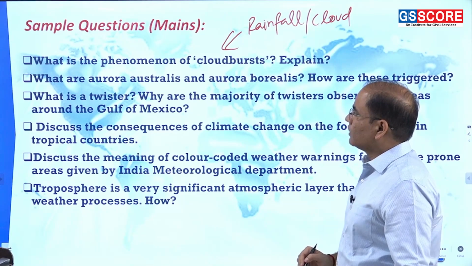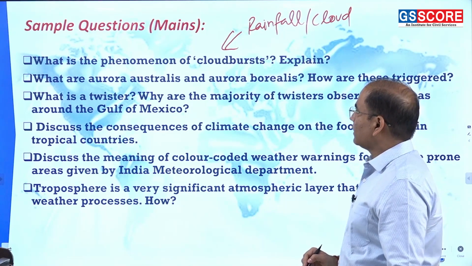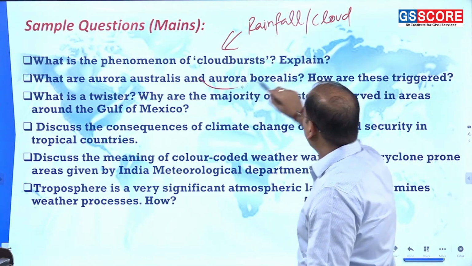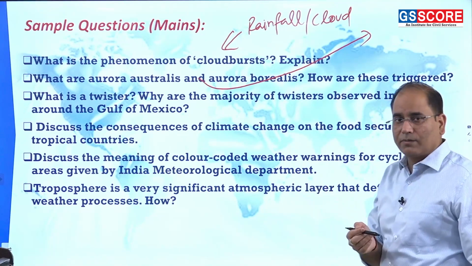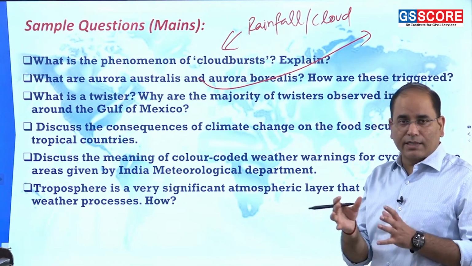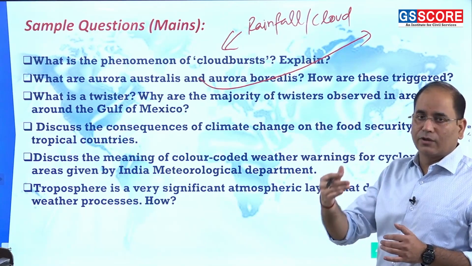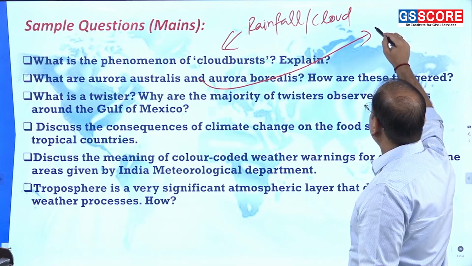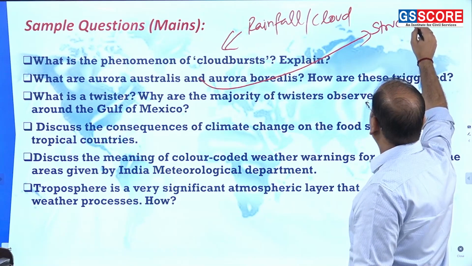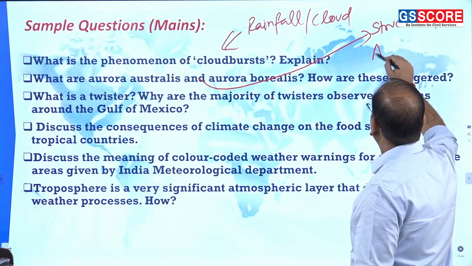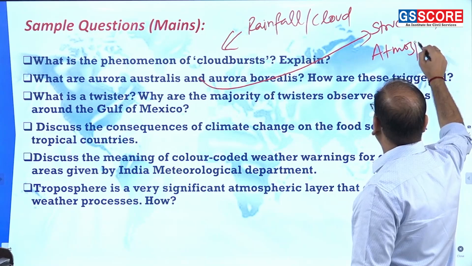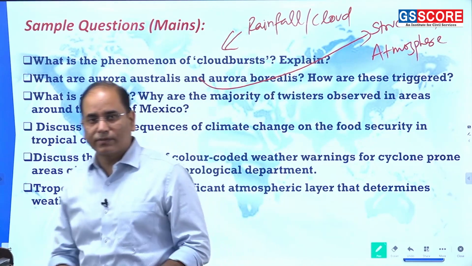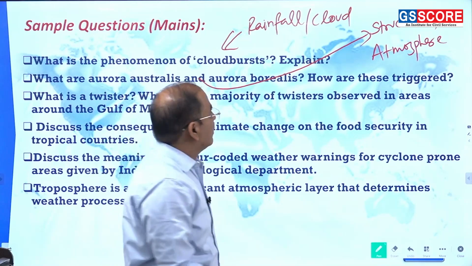Then one more question has been asked, what are Aurora australis and Aurora borealis, how are these triggered? So again, as I said, this is a topic that is a mix of climate as well as general geography, but here you need to understand that this is associated with the structure of the atmosphere. So from the broader topic of structure of the atmosphere, this question has been asked.